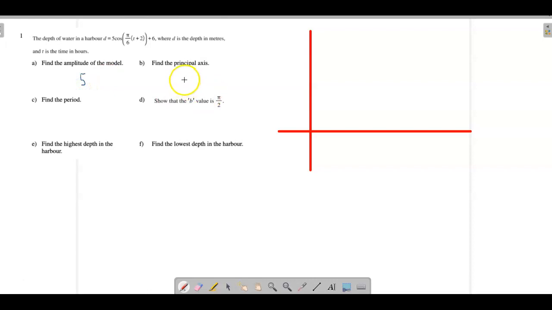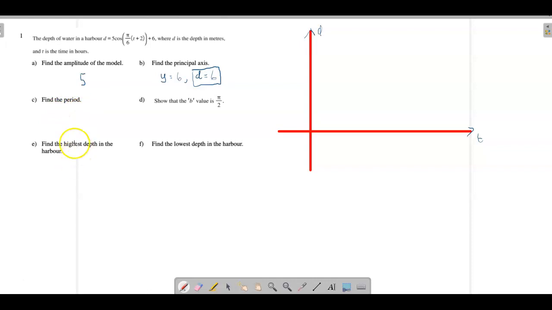So quite straightforward. The principal axis is 6, although it's not 6, it's d equals 6, or maybe if you're drawing a graph, you could call it y equals 6. So remember to get that y equals 6 in. Also, d equals 6, because we're not talking about y here, we're talking about d for the depth. And this will be the time, t, rather than x. So d equals 6 will be the better answer here.